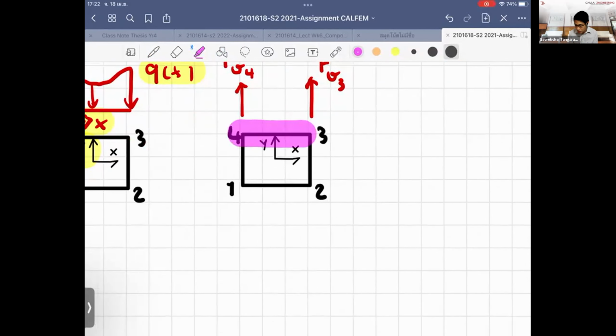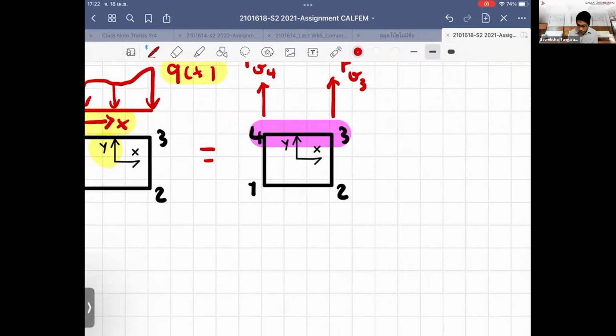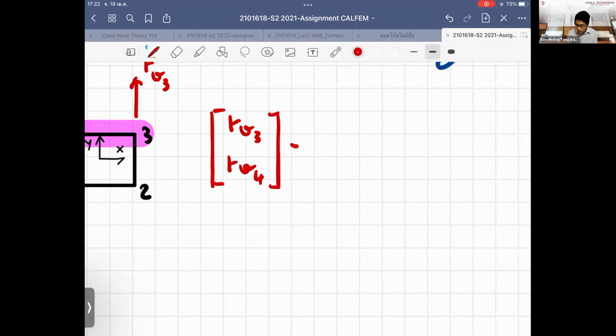Because we need to do the integration now, we do the integration over the line here, okay? That gives me the standard formulation for RV3 and RV4. I use a specific shape function along the line, and I take the integration over negative a to a, right?